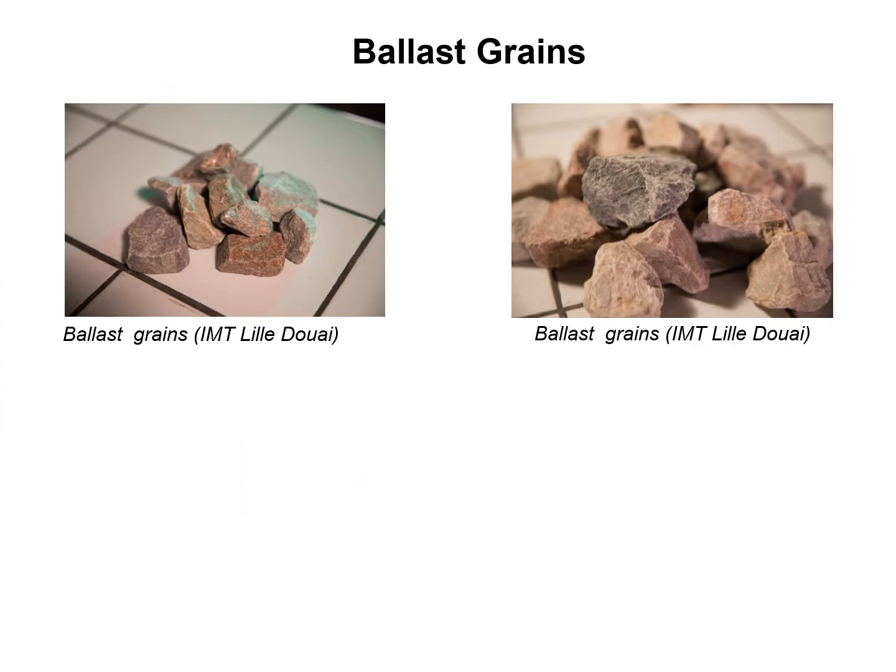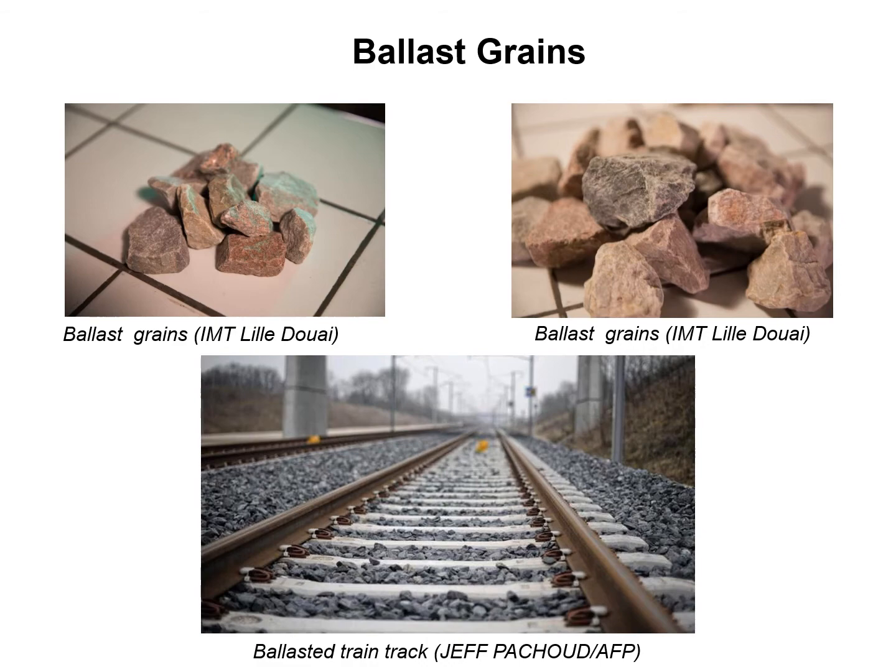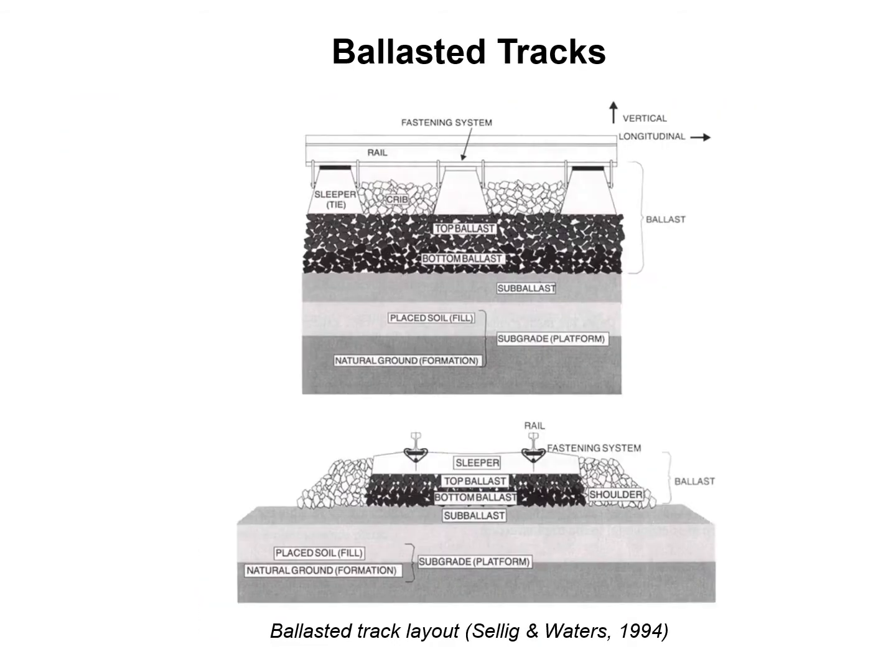Grains with a size between 2 and 5 centimeters and presenting high angularities are usually selected to be used in railway tracks. Ballasted tracks consist of rails supported by sleepers, and these sleepers are embedded in a ballast layer. This constitutes the superstructure. Underneath lie multiple layers of ballast resting on layers of soil.